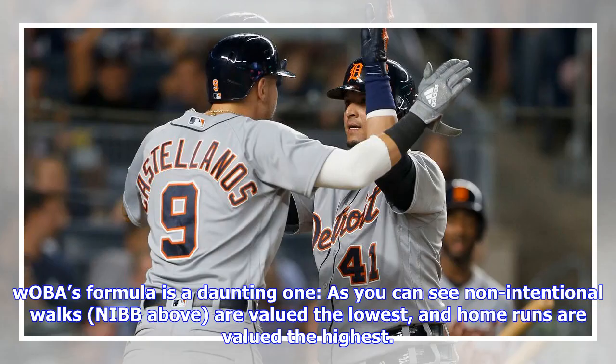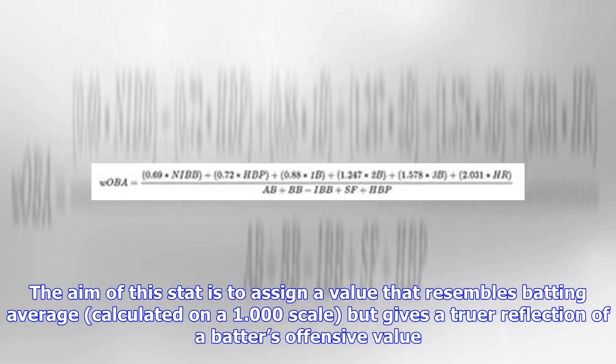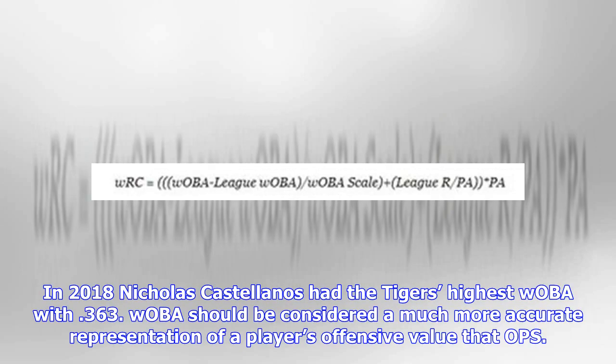wOBA's formula is a daunting one. As you can see, non-intentional walks, NIBB above, are valued the lowest, and home runs are valued the highest. The aim of this stat is to assign a value that resembles batting average calculated on a 1.000 scale, but gives a truer reflection of a batter's offensive value. In 2018, Nicholas Castellanos had the Tigers' highest wOBA with .363. wOBA should be considered a much more accurate representation of a player's offensive value than OPS.